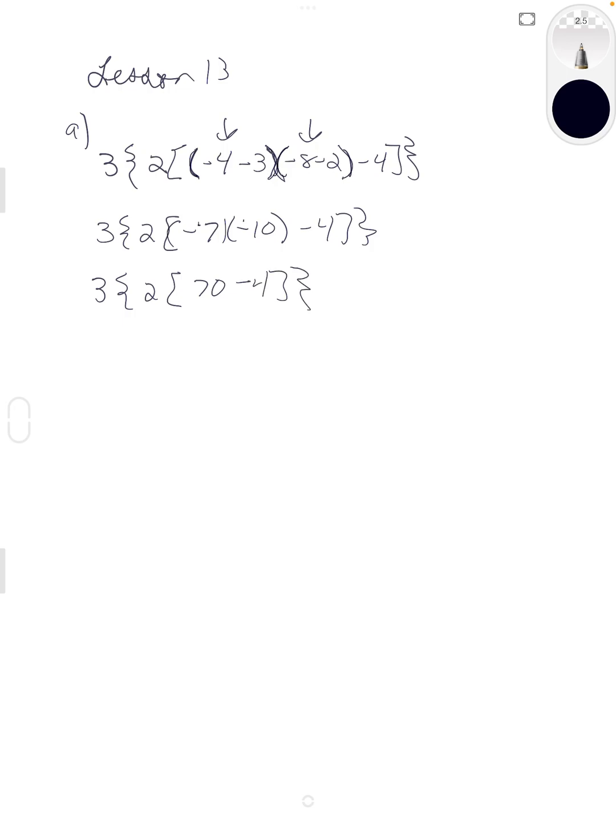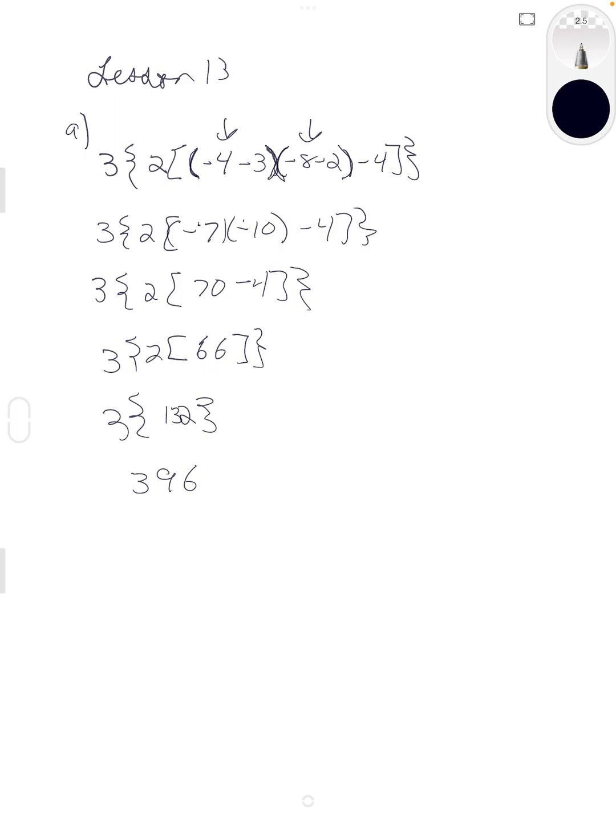Okay, so that I could do. Well, what's 70 minus 4? That's the next thing I can do. Well, that's going to be 66. And 2 times 66 is going to be 132. And 3 times 132 is 396. So what I did is I just took them out bit by bit until I was done. There's no shortcut to this.